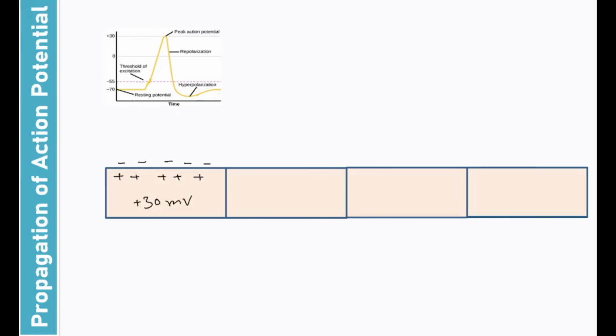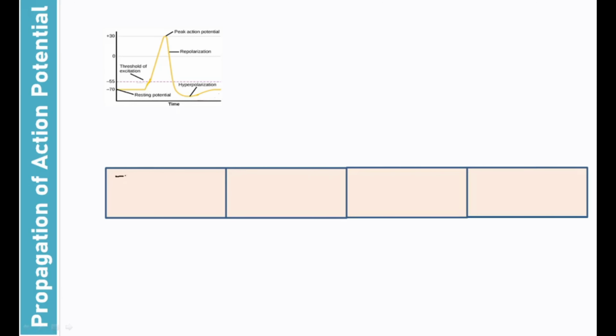So now this is the condition. Clear? Now this is the condition of this segment. If you are considering this segment, there is a rise up to plus 30 millivolt. After that, it will repolarize and the resting membrane potential will be attained. In the next segment, what is happening? This action potential will trigger the next segment to generate another action potential.